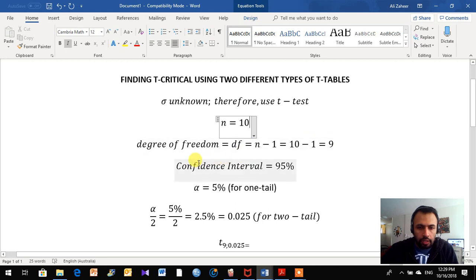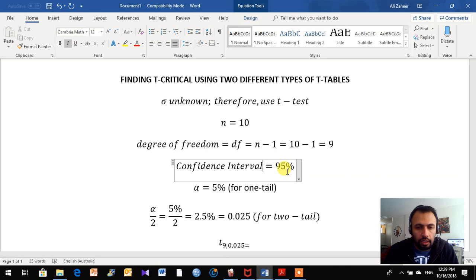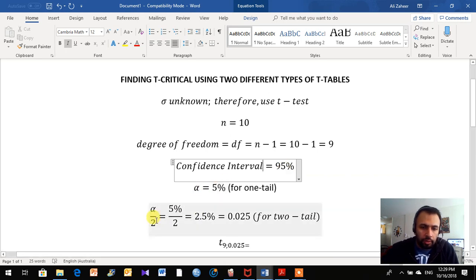Let's assume the confidence interval is 95%. That means we need to work on two-tail. So alpha is equal to 1 minus confidence interval, or 100% minus 95%, which will be equal to 5%. And for the two-tail, we will divide alpha by 2, so we can get the value for two tails.